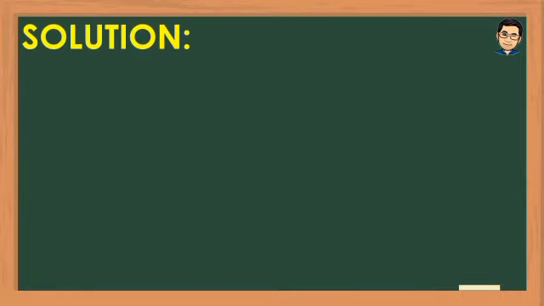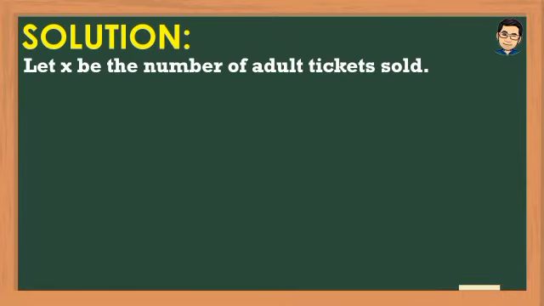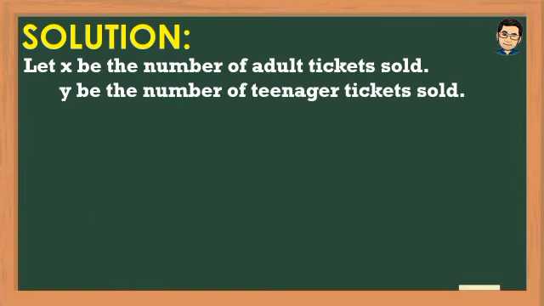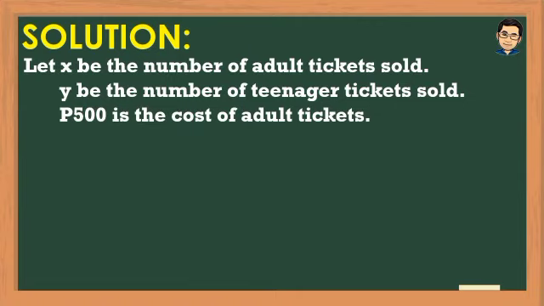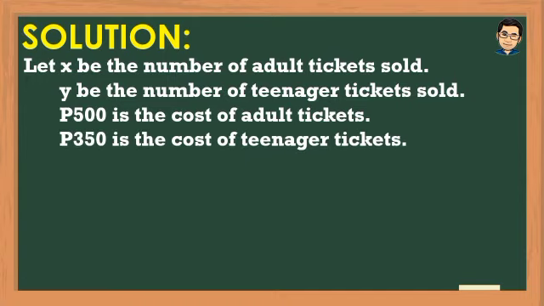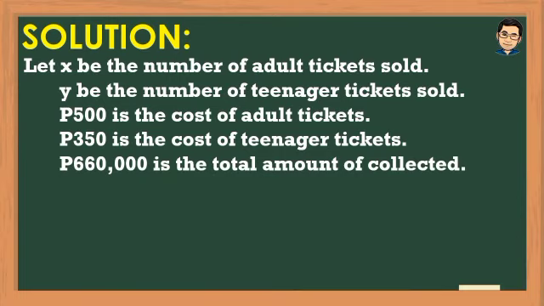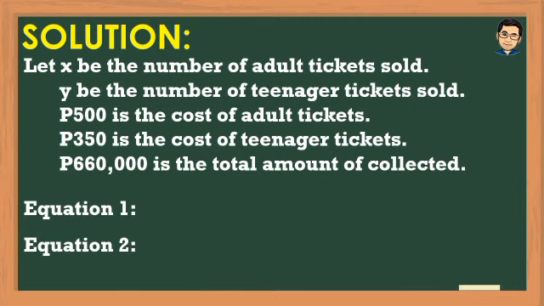So, for our solution, let X be the number of adult tickets sold. Y be the number of teenager tickets sold. 500 pesos is the cost of adult tickets. So, magiging 500x yan for the second equation. And then, 350 pesos is the cost of teenager tickets. Dito naman, magiging 350y. 660,000 pesos is the total amount collected. So, paano natin isusulat ang ating mga equation?